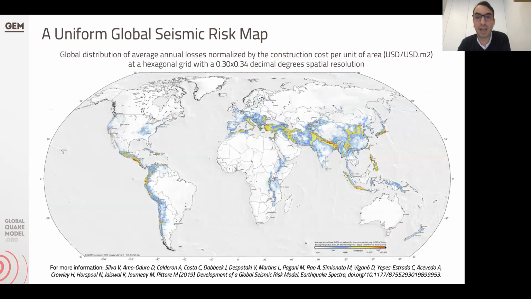If we do this once again at the global scale and disaggregate for the world, this is what we can obtain. So basically, this is a uniform map of seismic risk globally.